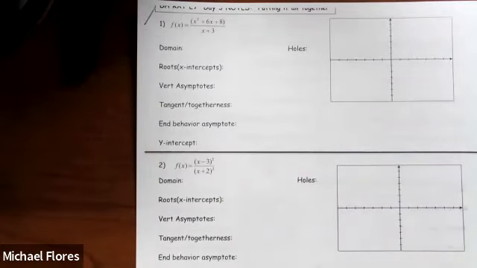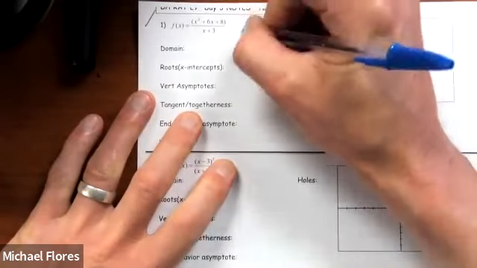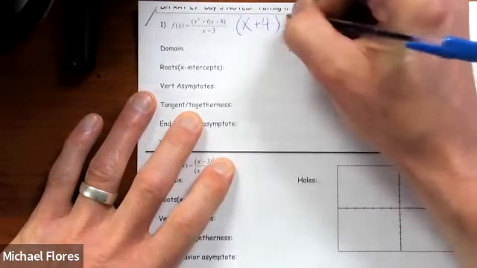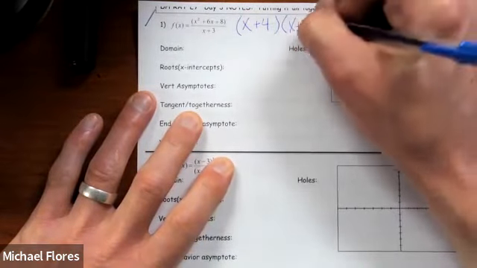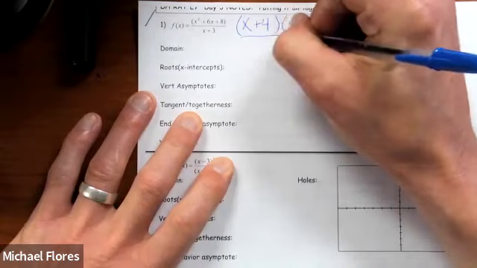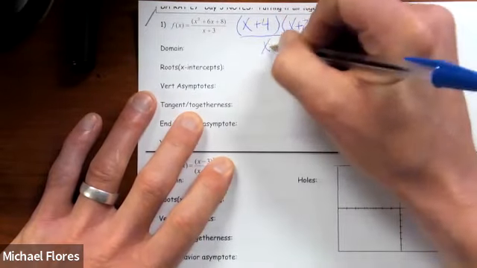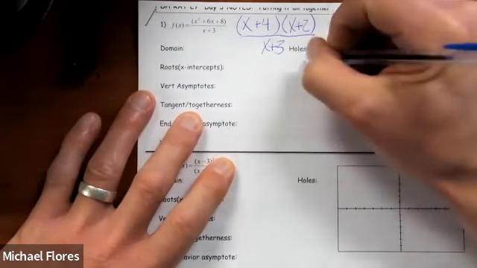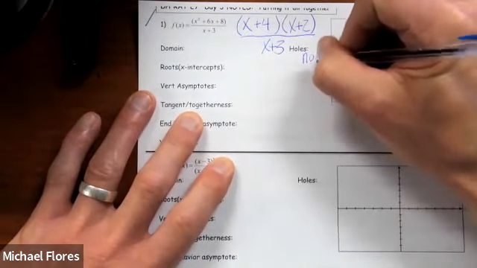Unit 10, day 3 notes. Let's take this rational function and factor. Okay, we are fully factored. Nothing cancels, therefore, none.